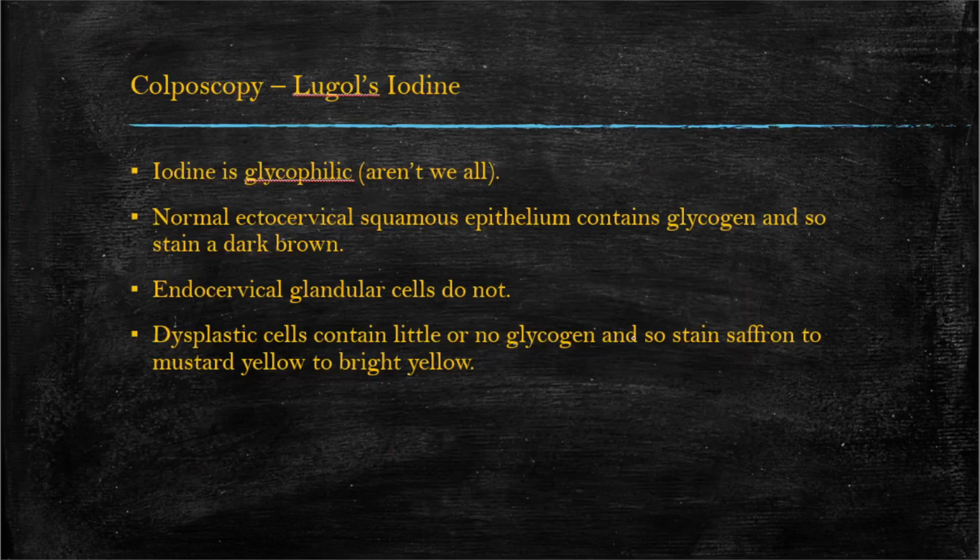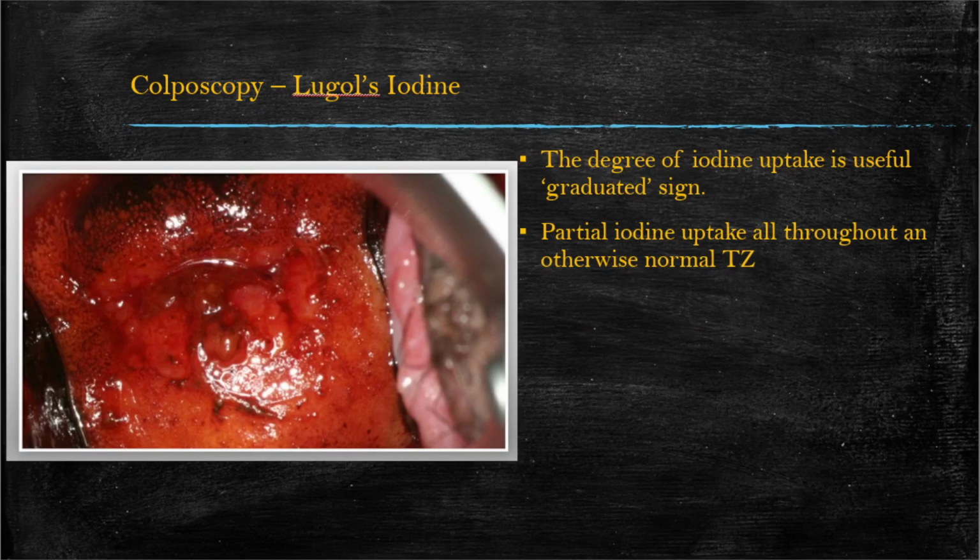So the Lugol's iodine. Iodine is glycophilic. Normal ectocervical squamous epithelium contains a lot of glycogen, and so it stains a dark brown. It takes up that iodine. Glandular cells do not, and dysplastic cells contain little or no glycogen, and so they stain more of a light yellow saffron color to sometimes a brighter, what is described as a mustard yellow. So the degree of iodine uptake is useful as a graduated scale of dysplasia.